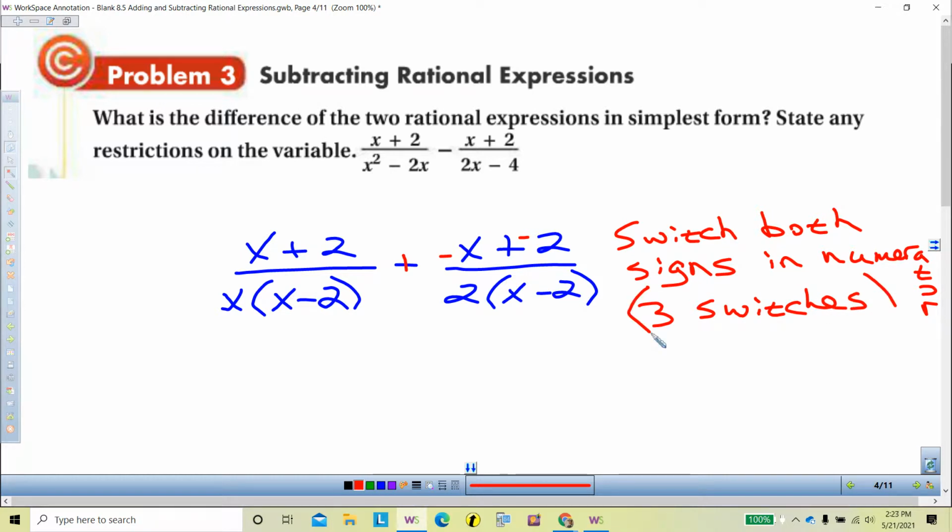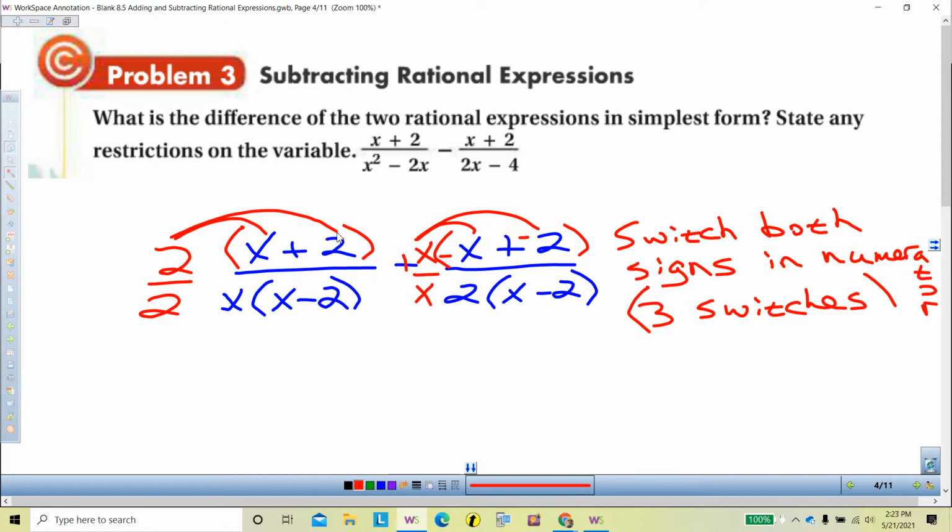Okay, so we need to do some multiplication here. What is that first fraction missing? Look at the denominator from the second one. The denominator for the first does not have what? 2. So we multiply by 2 over 2. Again, a different color is helpful. And then this one I have to multiply by x over x. Right, so we're going to distribute that x in, and we're going to distribute that 2 in.